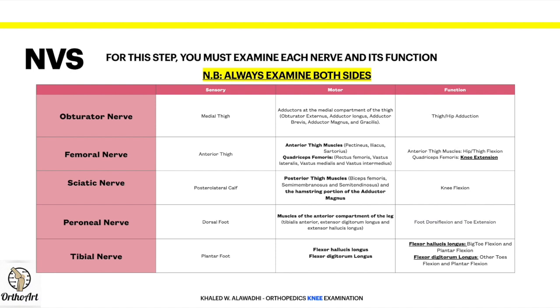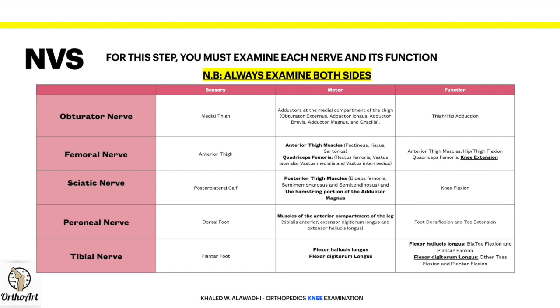Now for the peroneal nerve, it innervates the dorsal foot as sensory, and is responsible for the muscles of the anterior compartment of the leg. Why? It helps with foot dorsiflexion and toe extension, and it's one of the nerves responsible for foot drop, in which basically the foot dorsiflexion is lost, and the patient will be dragging his leg, unable to dorsiflex to perform the step, the downward step, as a normal human being would do.